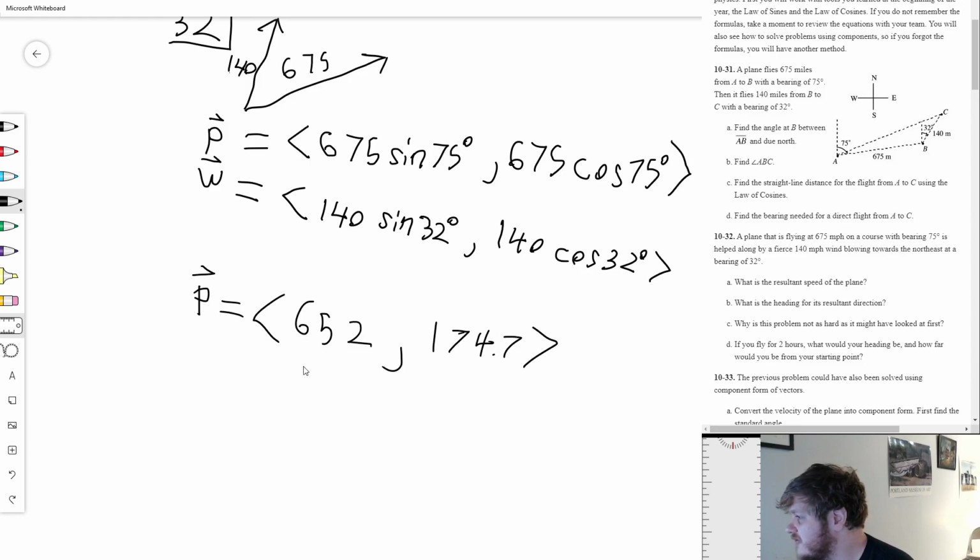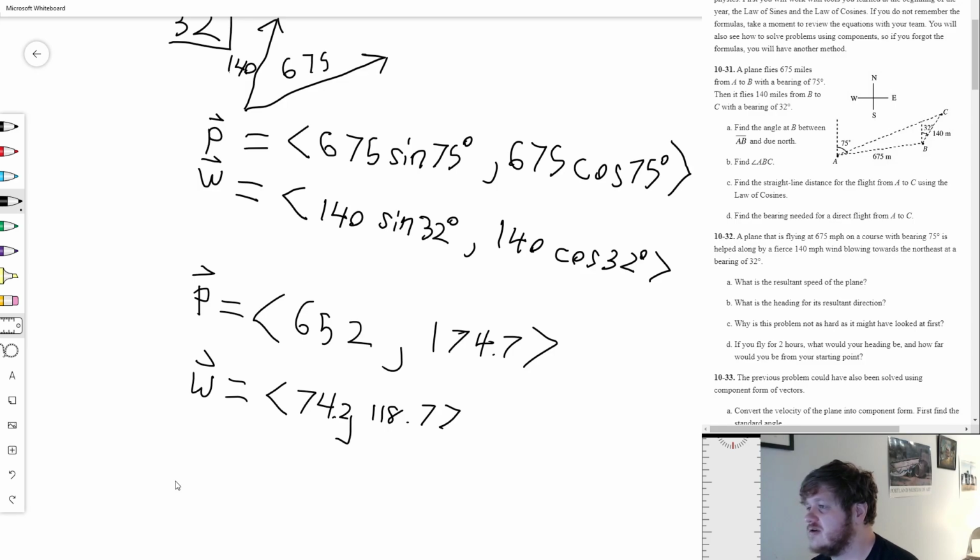And so that'll be our vector P. And then for our wind vector, we get 74, well, technically 74.2, comma, 118.7. Now, if we want to find our total velocity, what we can do is just add these two things together.